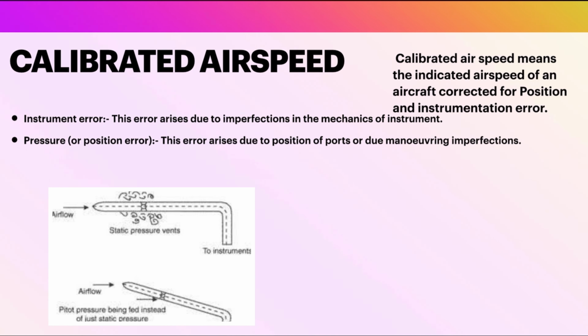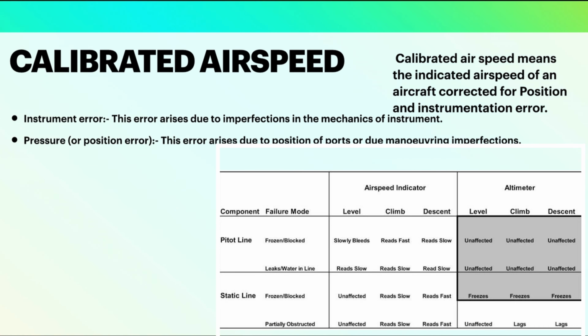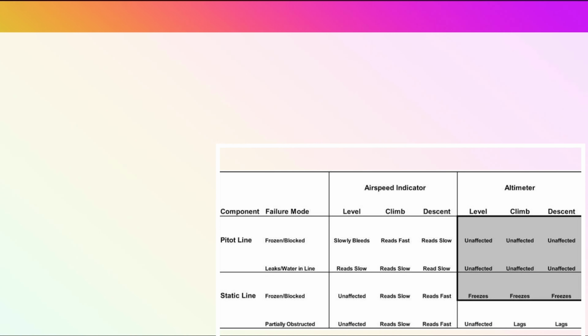The error generally is greatest at low airspeed. With nose-high pitch-up attitudes at certain airspeeds and certain flap settings, the installation and instrumentation error may total to several knots.